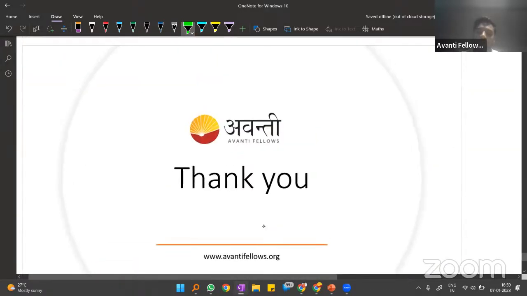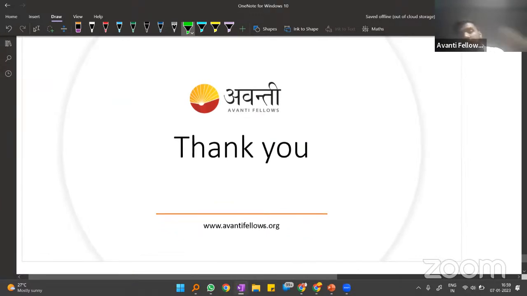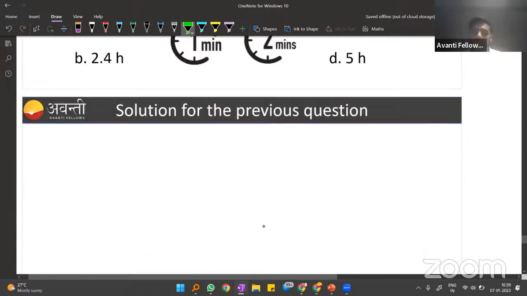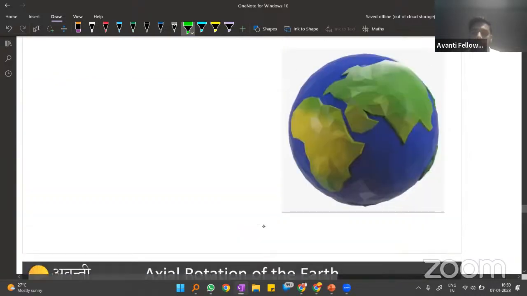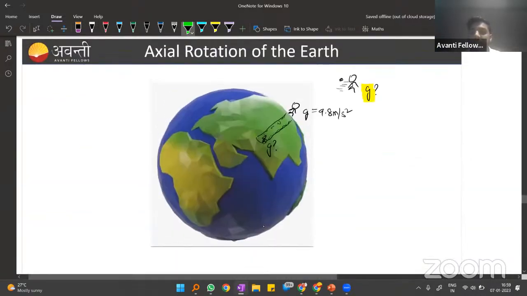In the next class, we are going to dig deeper into this. As we saw here, what will happen to the value of g if we fly off into space or we go inside the Earth very deep? So we are going to start tomorrow's class with that note.